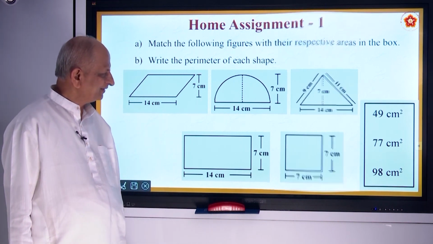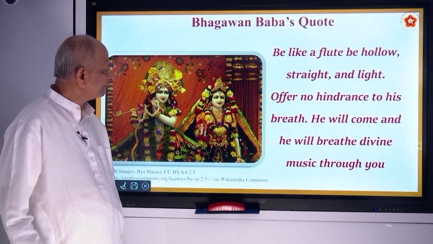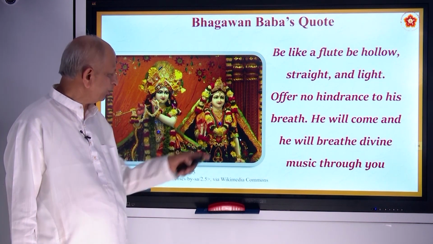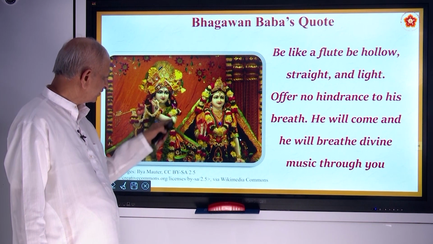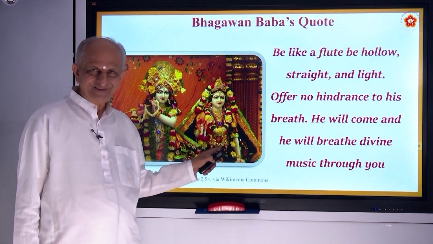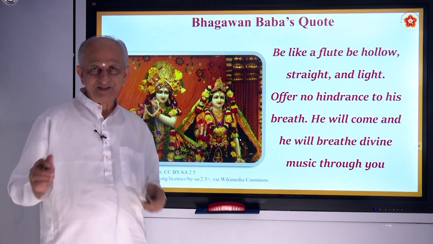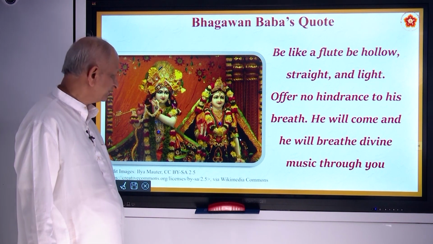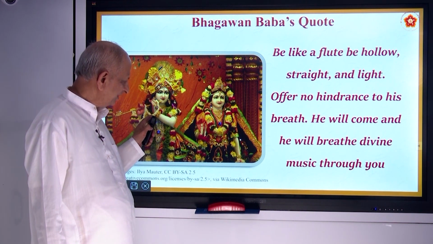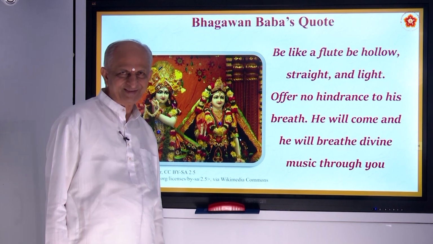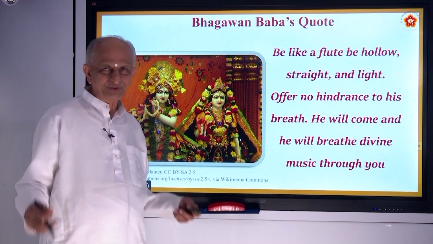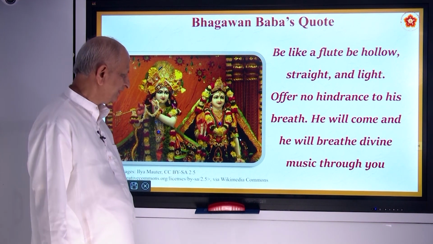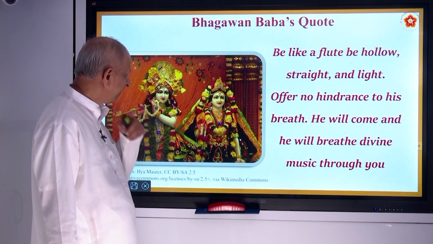Now let us see the quotation of Bhagwan Baba. Be like a flute, be hollow. So here is Lord Krishna. Who is this? Radha. So the love between Radha and Krishna is very pure and it was selfless. So wherever there is Krishna, Radha will be there. Correct? So we should develop Bhagavad Prema, love for God, like Radha had with Krishna.